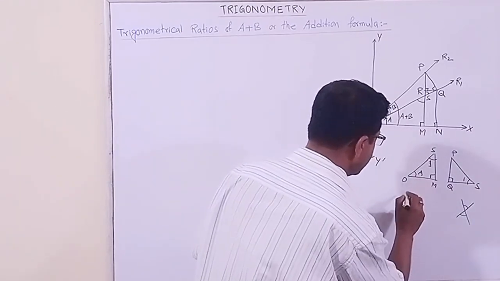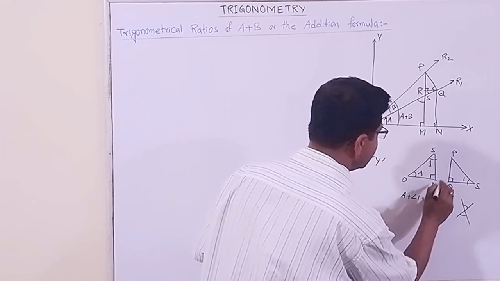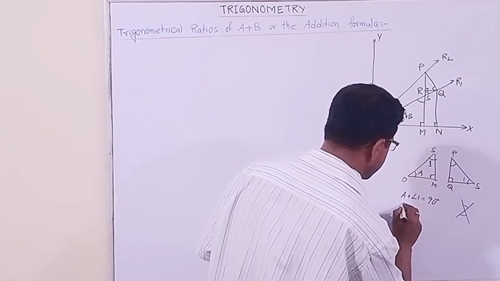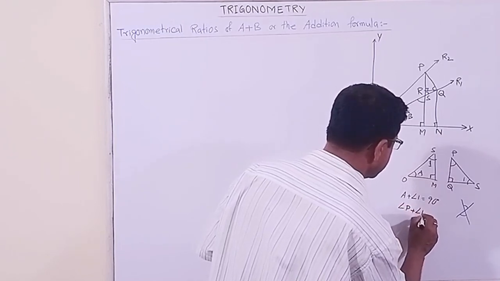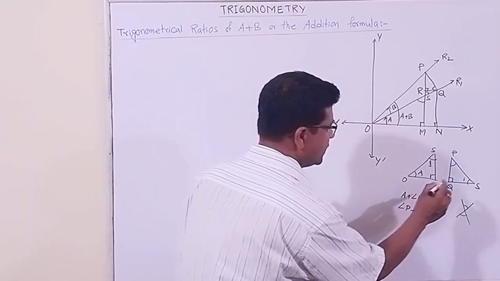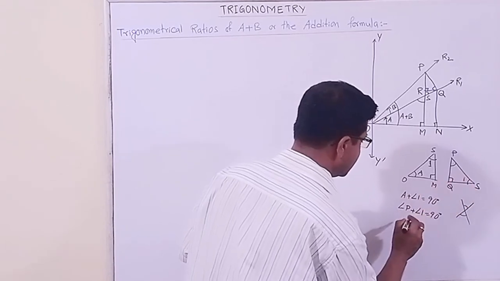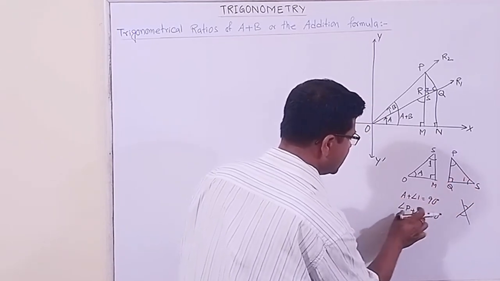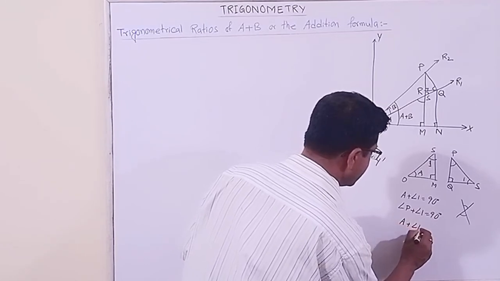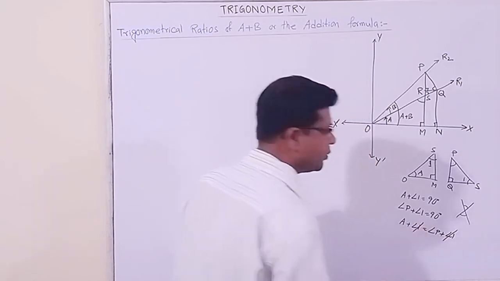Okay, now here angle A plus angle 1 is 90 degrees. Suppose this is P, angle P plus angle 1 is also 90 degrees. Got it? So you see, in this triangle this angle is 90, so the sum of these two must be 90 degrees. Their sum is also 90 degrees, so they must be equal. That means angle A plus angle 1 is equal to angle P plus angle 1. Let us cancel angle 1 from both sides.